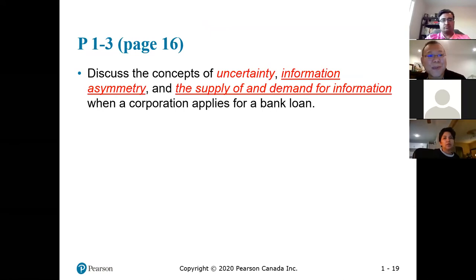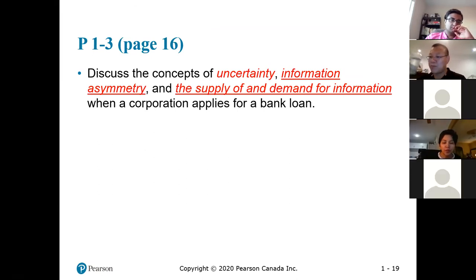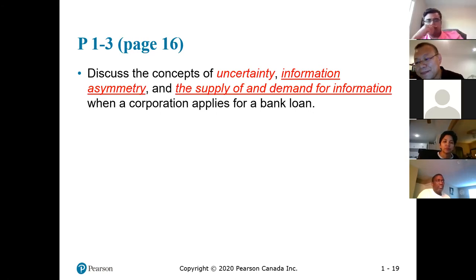So let's talk about problem 1-3 on page 16. The question is: discuss the concepts of uncertainty, information asymmetry, and the supply and demand for information when a corporation applies for a bank loan. What is the uncertainty when a corporation applies for a bank loan? Anyone? Yes, please go ahead. Some of the uncertainty can be, for example, the going concern of the organization may not be known when they apply for the bank loan.